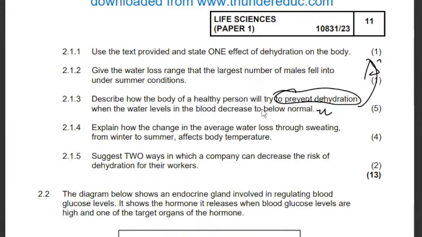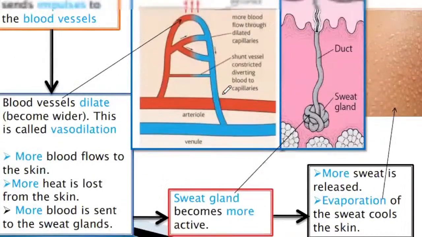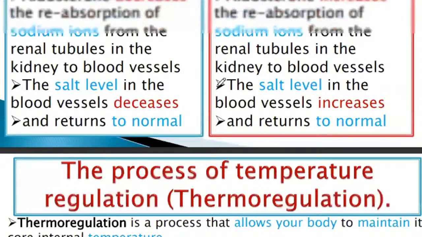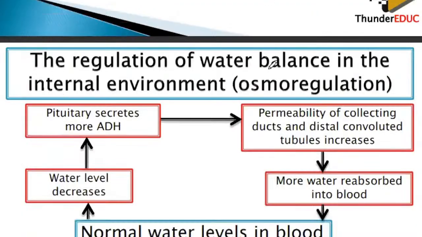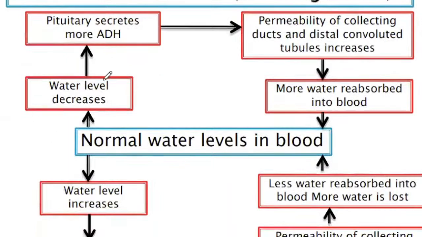Here you're trying to explain how water is being limited from being lost to the surrounding. So in this case, yes, you go to osmoregulation, the amount of water. Here you explain using this regulation of water. In this case, we are trying to conserve, meaning that the water level has decreased. So you explain this.